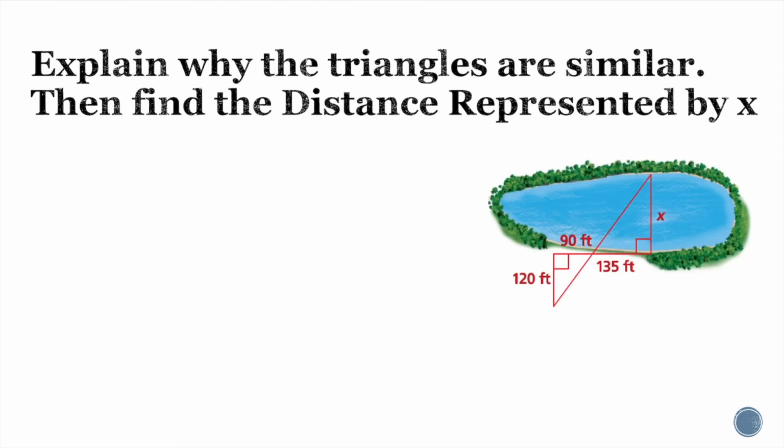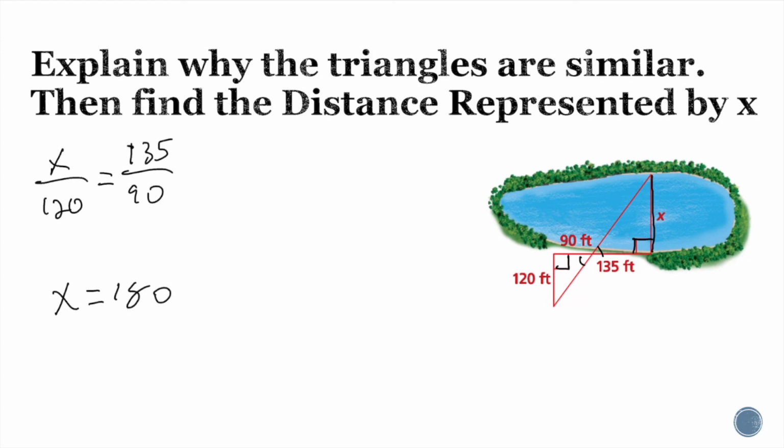Now I'd like you to try this on your own. Pause the video, work it out, come back when you're done. Great, so what you should have seen is that we have vertical angles and 90-degree angles. So these triangles are similar. I want to find the distance of the pond, which is x feet. So to set up your proportion, you should have gotten x divided by 120 is equal to 135 divided by 90. And you should have gotten x is equal to 180.